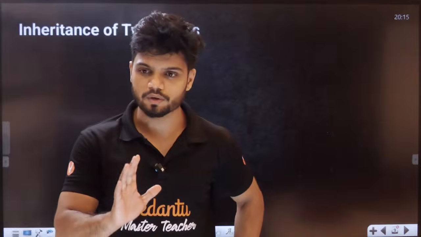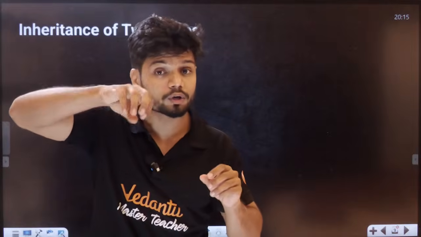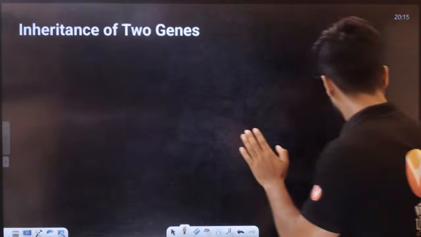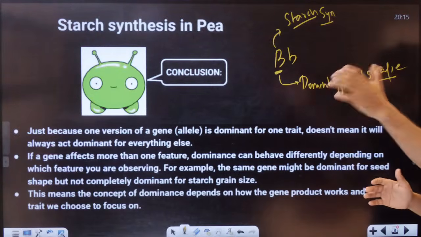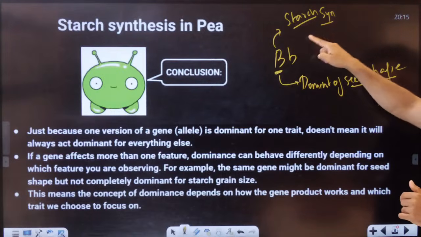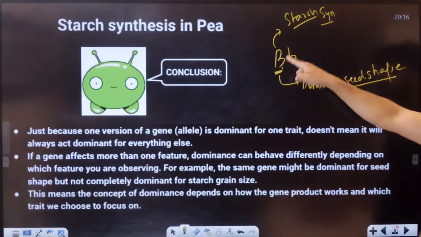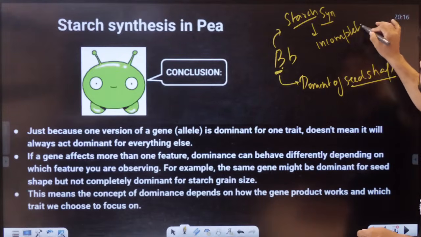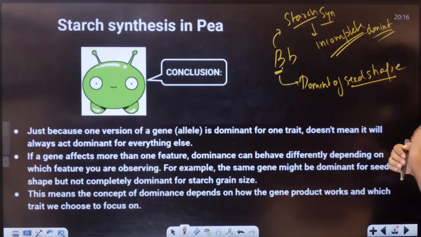Understand, you cannot be good at everything. Depending upon what you're trying to look for, you can be good at something. An allele can be dominant for one trait. Here, capital B can be dominant for seed shape. If you look at seed shape, we'll say dominant. But if you look at starch synthesis, the same allele, where it was dominant here, can become incomplete dominant. So depending upon what you're trying to look at, the concept of dominance changes.